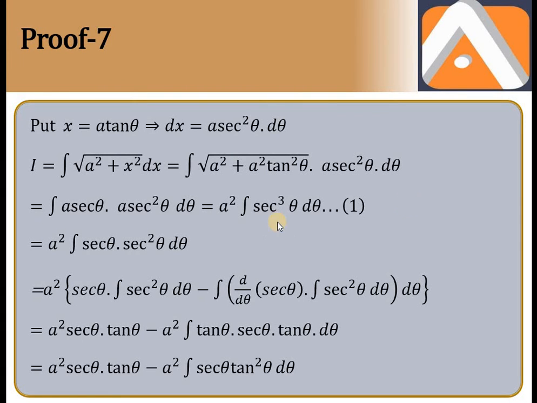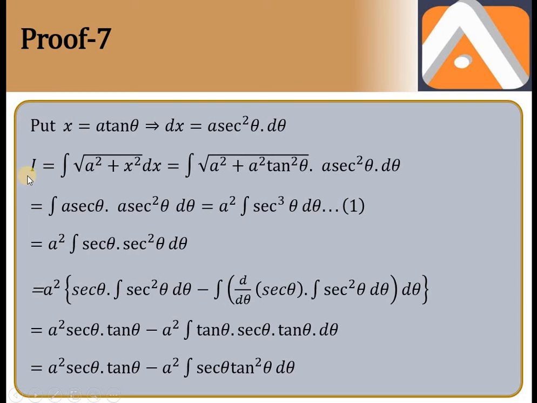See, here we have taken x equal to a tan theta. So differentiating, dx is equal to a sec square theta d theta. Now replace in this function. So a square plus a square tan square theta, into dx replaced by a sec square theta d theta. From this a square comes outside, that becomes a into 1 plus tan square theta, which becomes sec square theta, and under root of sec square theta becomes sec theta. So finally you will get a square into integration of secant cube theta. Take this as equation 1 because we are going to use it further.